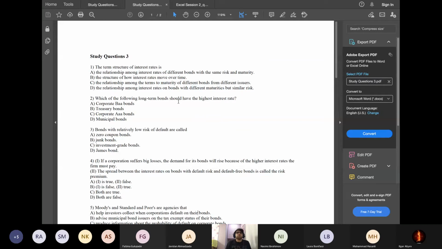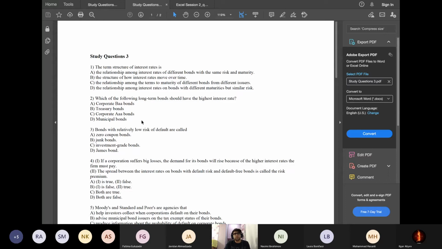Which of the following long-term bonds should have the highest interest rate? Guys, we have 4 bonds here: corporate BAA, treasury bonds, corporate AAA, and municipal bonds. Always remember that treasury and municipal are government bonds. Treasury is government, municipal also, they are also government. Because they are less risky, they don't actually have risk or probability to go bankrupt, so therefore they should have the lowest interest rate.